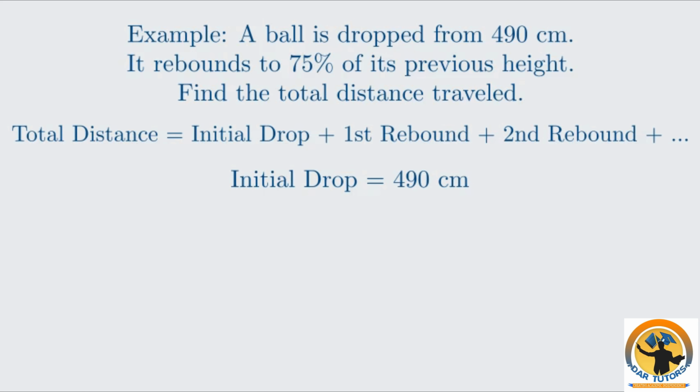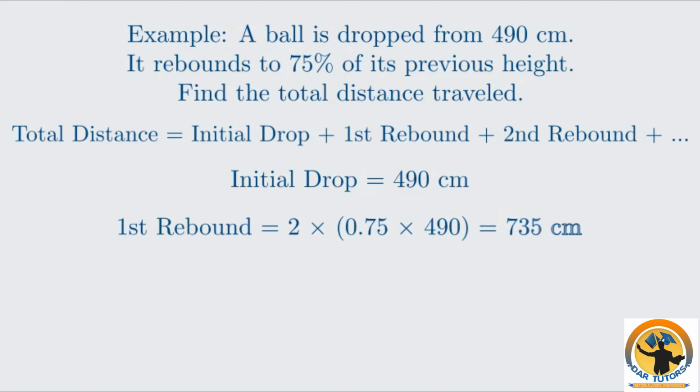The first rebound goes up to 75% of 490 centimeters, and then it falls back down the same distance. So the total distance for the first rebound is 2 times 75% of 490. This is 2 times 0.75 times 490, which equals 735 centimeters.